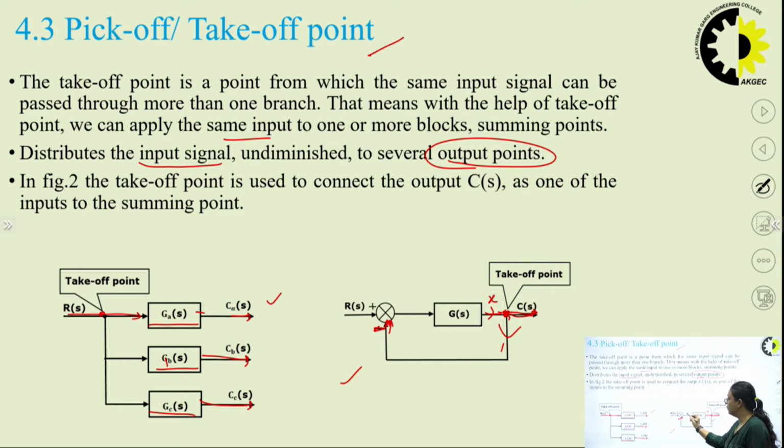So here the signal, let's say the error, is generated. This error will be equal to R(s) with the plus sign and this X with a minus sign. So here the error will be the difference of these two, okay? And since it is giving the same signal as input at 2 different places, this point will be called the takeoff point.